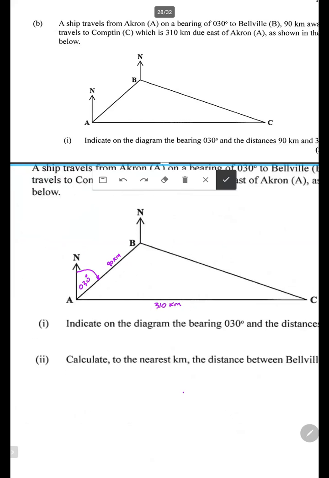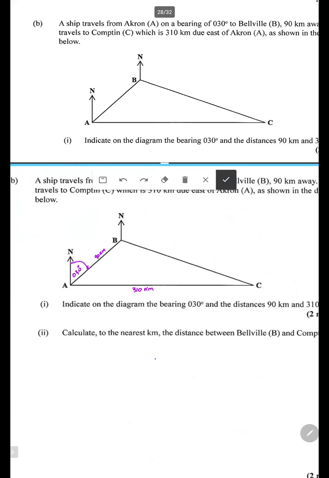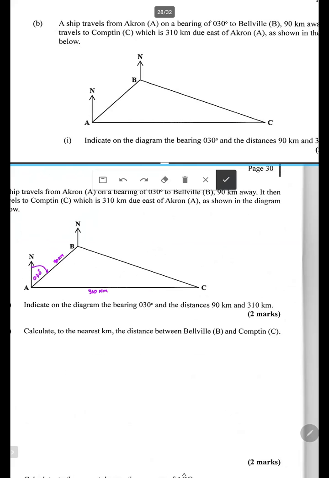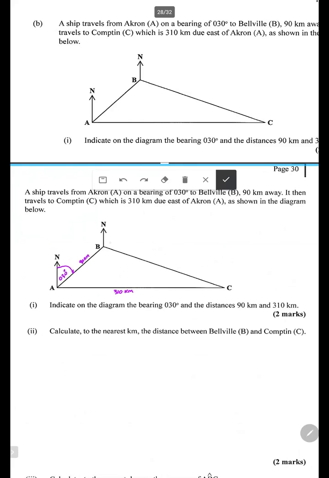All right. Next part now says calculate to the nearest kilometer, meaning that they don't put a decimal. The nearest kilometer is the nearest whole number. Calculate to the nearest kilometer the distance between B and C. So they're asking us now to find this distance between B and C. So this is pretty straightforward because since this is east, the angle between north and east is 90 degrees. I mean that this angle inside here is 90 degrees.